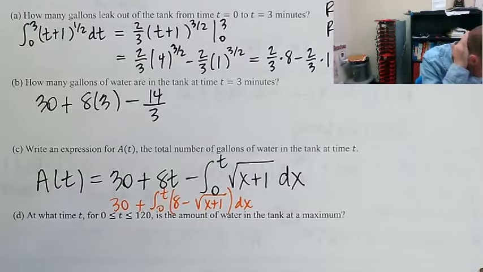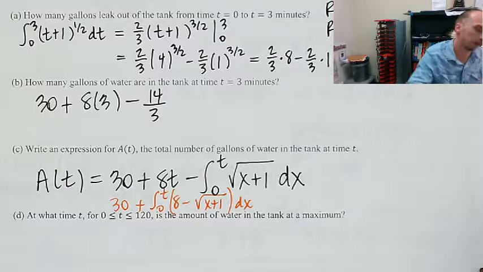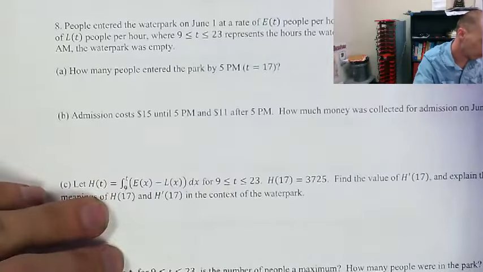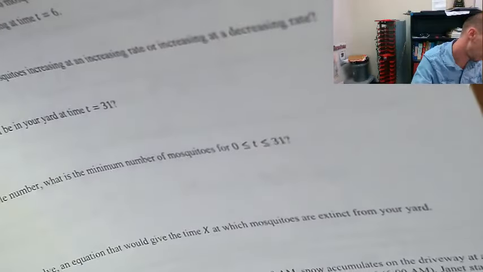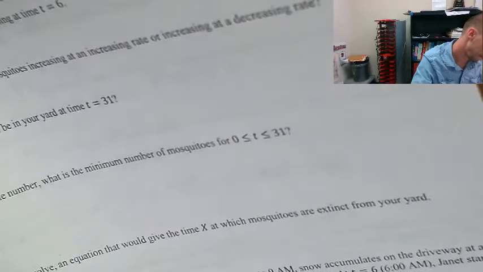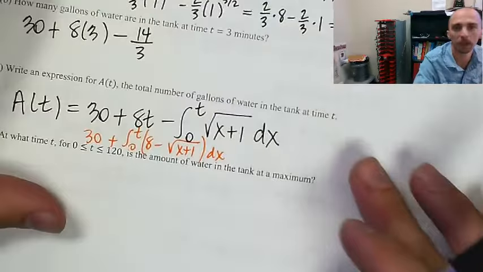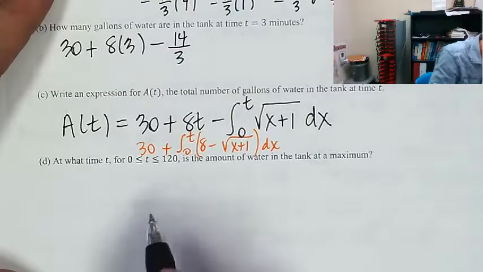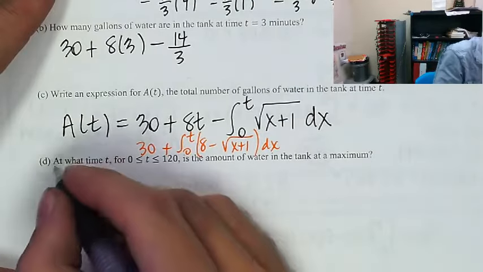All right, at what time t is the amount of water in the tank at a maximum? Okay, another absolute maximum. And let me see. This is... Yeah, I'm going to switch this because I know there's another solve for the time problem. I'm going to say, what is the maximum amount of water?